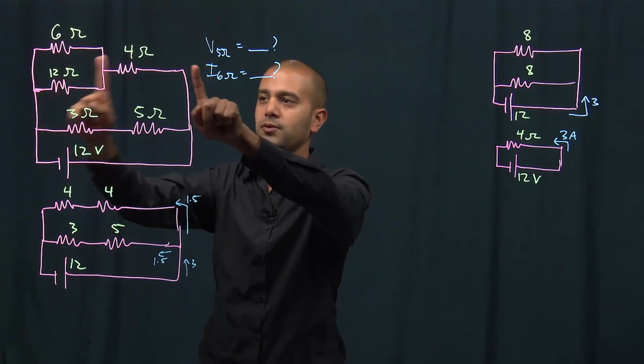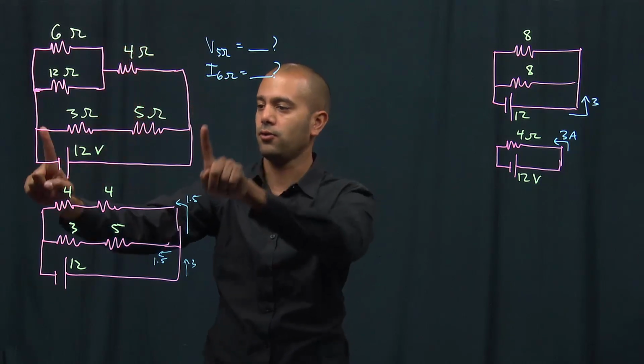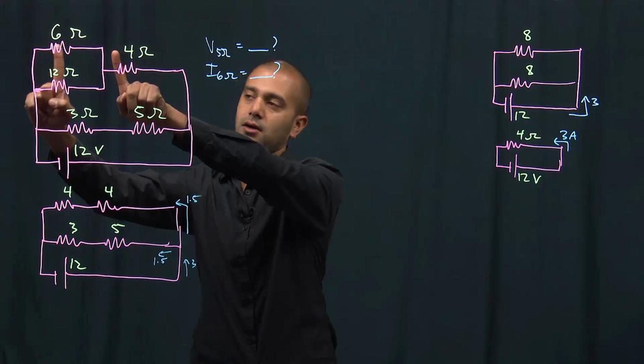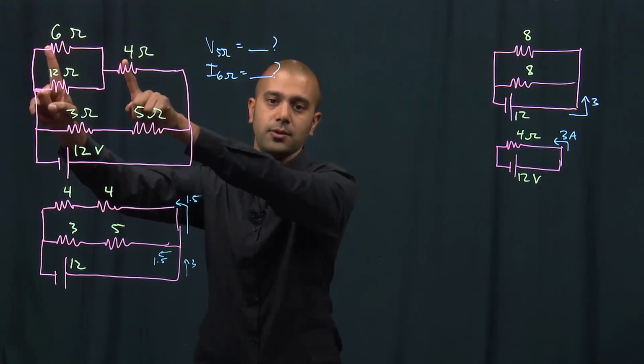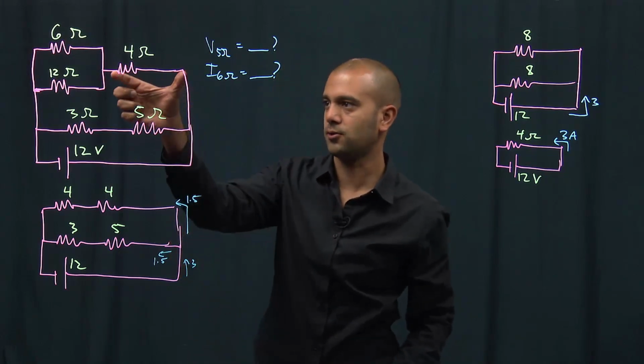So maybe it'll be helpful if we could find out the voltage of the 4 ohm resistor, and then using that, we know that the whole thing is 12, so we can take away that voltage and then find the remainder across that. Once we know that voltage, we can divide that by the resistance to get the current through there. So let's take a look and find out what the voltage is across the 4 ohm resistor.